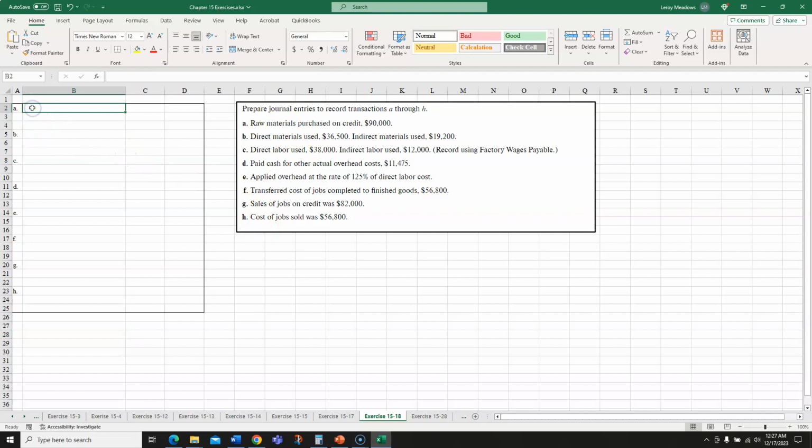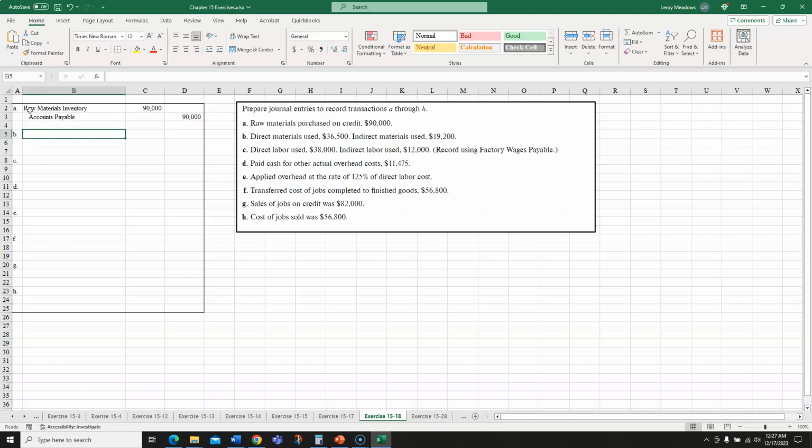Okay, so the first one is raw materials purchase on credit, $90,000. So what am I going to do? I'm going to debit raw materials inventory for $90,000, and it was a purchase on credit, so accounts payable, $90,000. Okay, the next one, direct materials used, 36,500, and indirect materials used, 19,200.